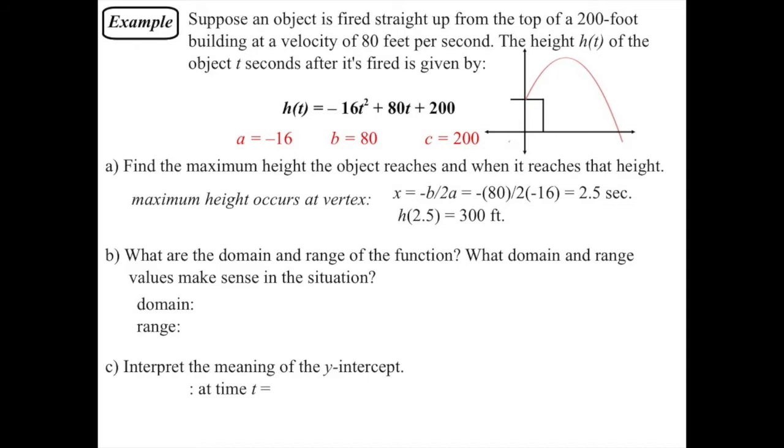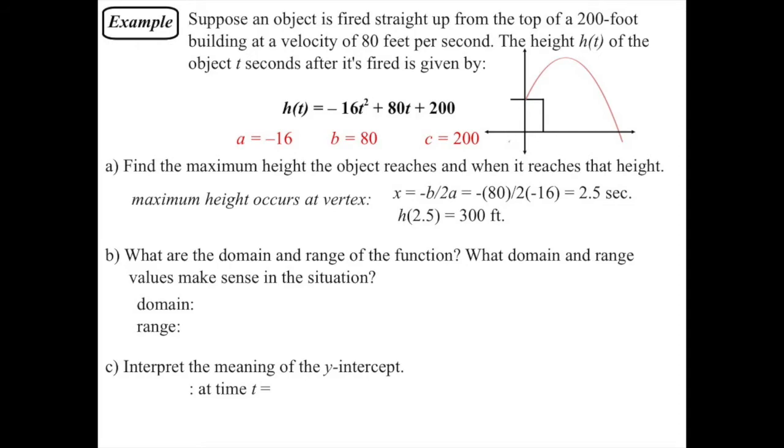If we plug in 2.5 into our function for t, in this case, it's h of t, so anywhere we have a t, we're going to put in 2.5. So we would have negative 16 times 2.5 squared plus 80 times 2.5 plus 200. Plug that into your calculator, you should get out 300 feet.